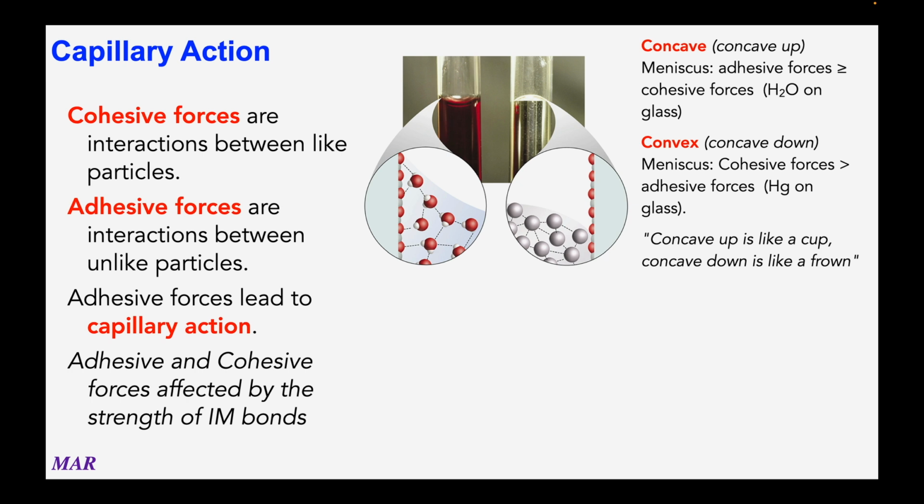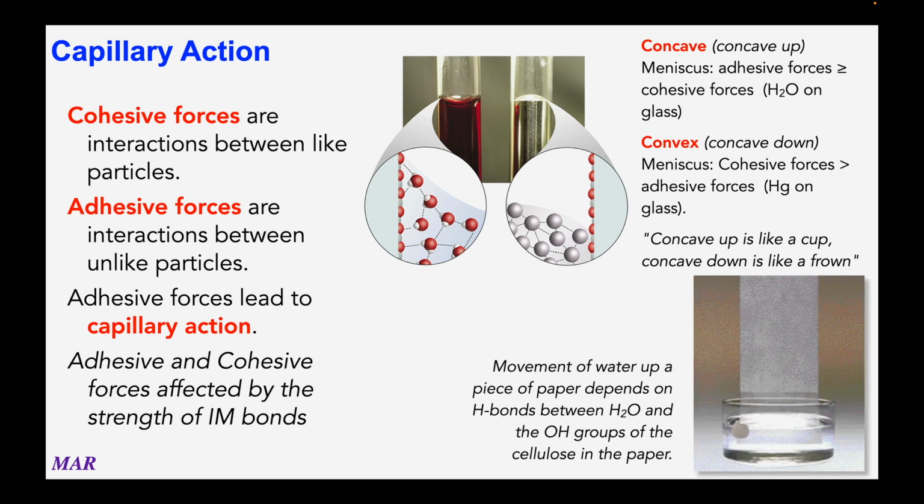Now, concave up is like a cup, and concave down is like a frown. These are expressions that people have told me about in the past. Maybe they'll help you understand it, maybe they won't, but at least you understand now why you're seeing concave or possibly convex meniscuses. Guess what? Intermolecular forces once again. When a piece of paper is dipped in water, the water moves up the paper by capillary action. The attraction of the water to the surface of the solid paper allows the water to rise against the force of gravity. If you've ever had a newspaper and you got the newspaper wet, the water kind of spreads over the newspaper. It doesn't just stay where it is. This is also capillary action.